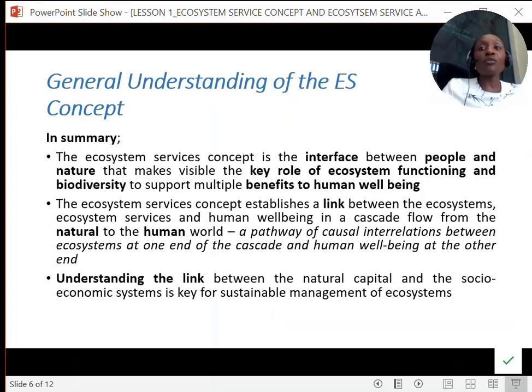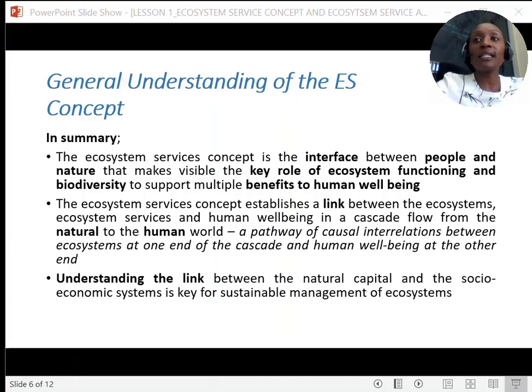Now, having understood that the natural environment in the broad sense offers numerous amenities which can be used to the benefit of people. In summary, therefore, the concept of ecosystem services can, in other words, be defined as the interface between people and nature. And I know you may ask why.